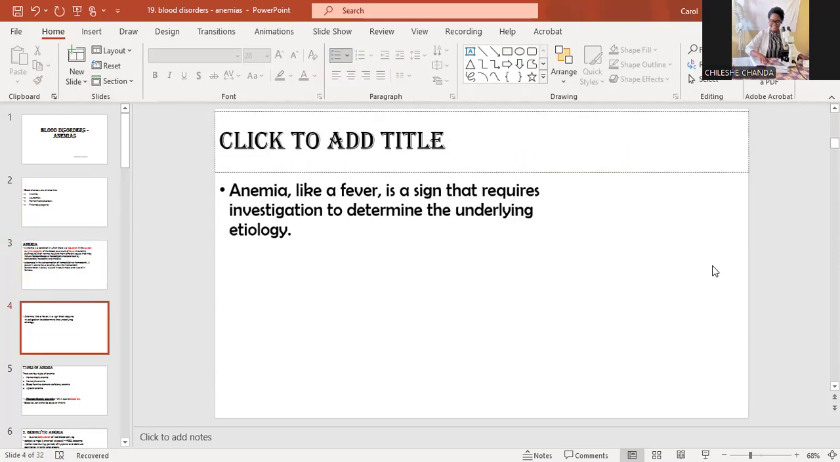Now, we're saying that anemia is like a fever or like a headache. If one has a headache or a fever, you should endeavor to find out what is causing that fever. It is like a symptom, okay? It's like a sign that there's something wrong. So when someone comes to your healthcare facility and you realize that they have anemia, you have to start looking into why they have anemia. Is there an underlying condition that is causing this anemia?